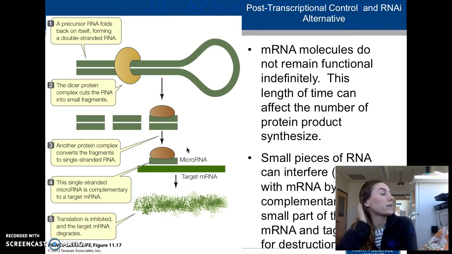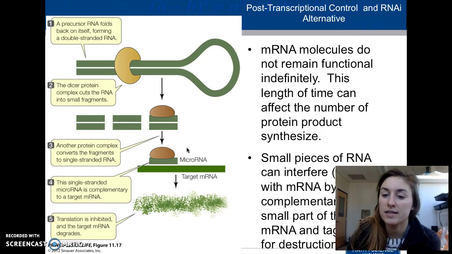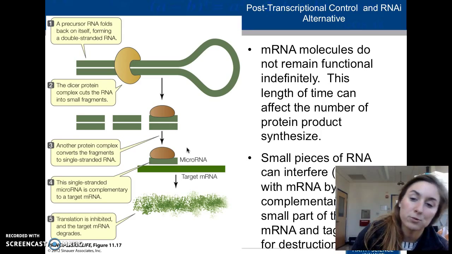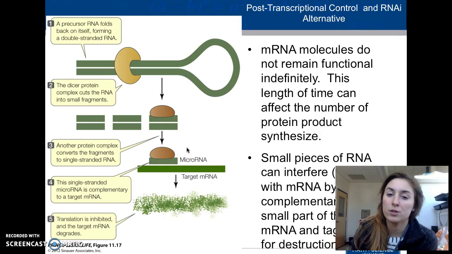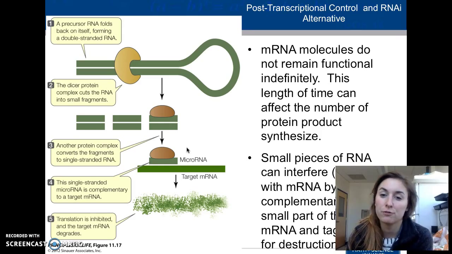Other ways that we can impact gene expression once the RNA is made. So everything up until the last one was stuff that impacts the DNA. What can happen is mRNA molecules don't remain functional forever. Right? So when I go through transcription, that mRNA strand isn't going to work forever. The length of time can affect the number of proteins that it makes and how long it makes those proteins for.